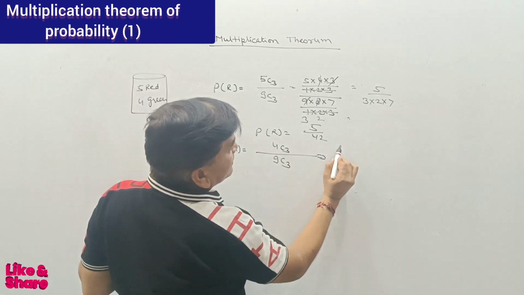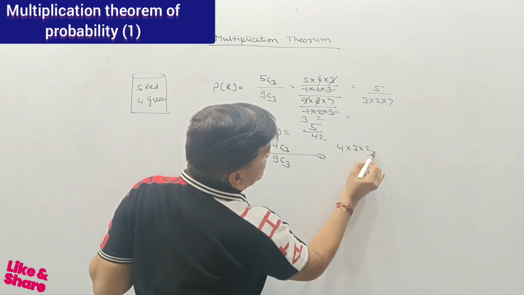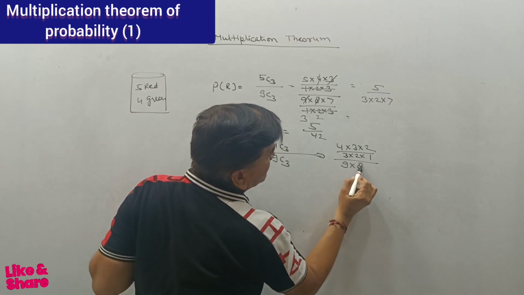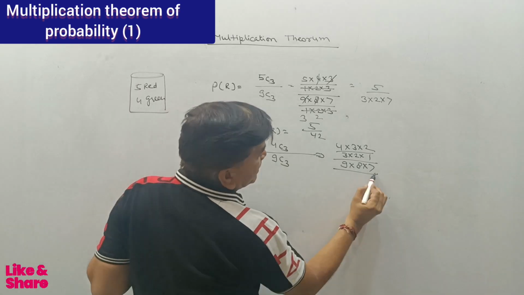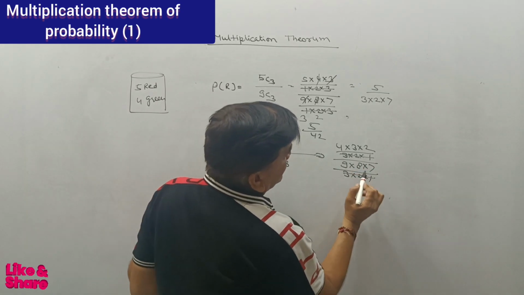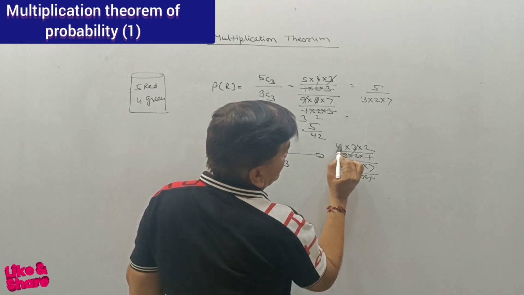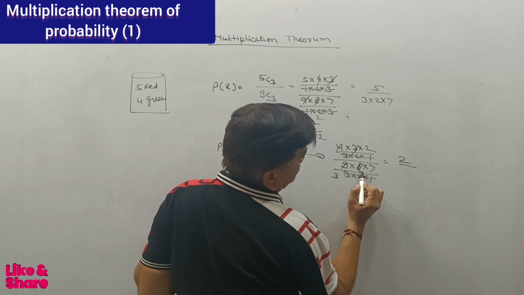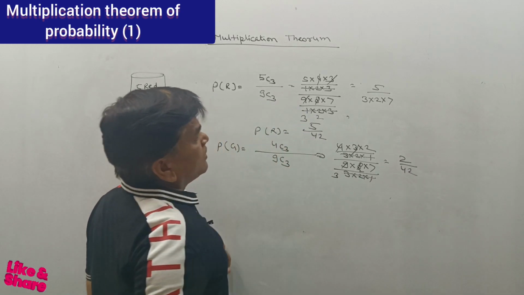Solving this, 4 multiply 3 multiply 2 multiply 3 multiply 2 multiply 1 divided by 9 multiply 8 multiply 7 multiply 3 multiply 2 multiply 1. Cancelling, 3 threes are 9, 4 twos are 8, so we get 2 upon 42.